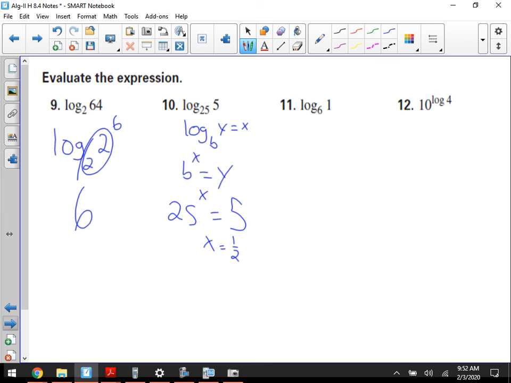Okay. Log base 6 of 1. 0, good, exactly. Anything to the 0 power is 1. So 6 to the 0 is 1. So this means this answer is 0.